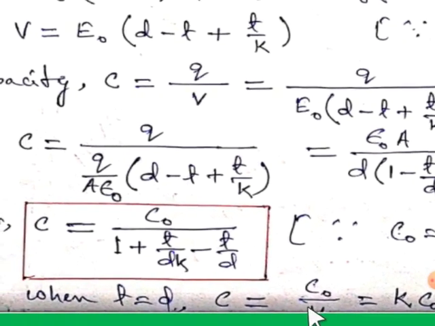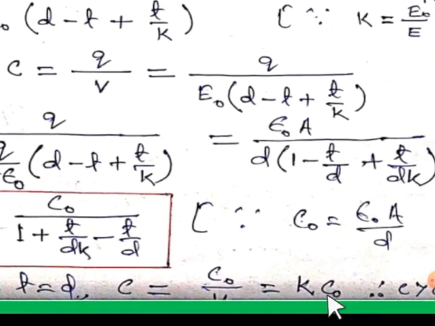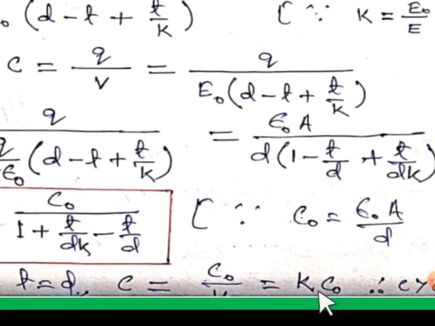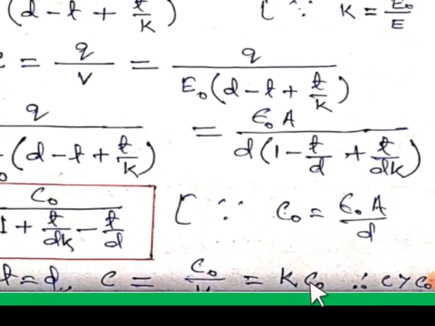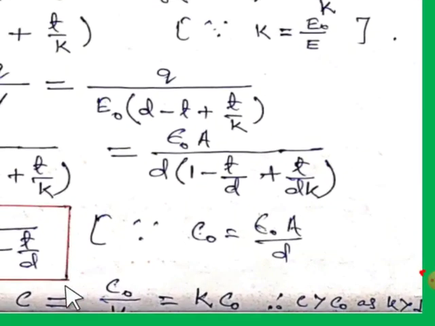That 1 by K is not seen here. So if you try to simplify, K will be coming here. So it will be equal to what? K times C naught. Got it? Since your K is greater than 1, your C is also greater than C naught. As this K will be always greater than 1, right?